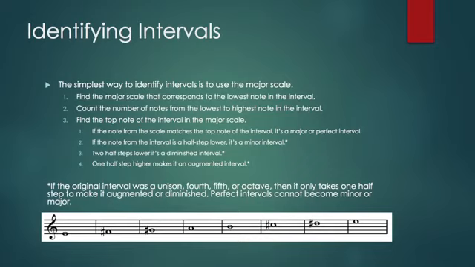So what you do is you find your major scale that corresponds to the lowest note in the interval. Then you count the number of notes from the lowest to highest note in the interval. Like let's use this scale below. We've got E, let's do E to G sharp. Let's say that's your interval, E4 to G sharp 4. So what I do is I count E, F sharp, G sharp. Okay, E to G sharp is some type of third.